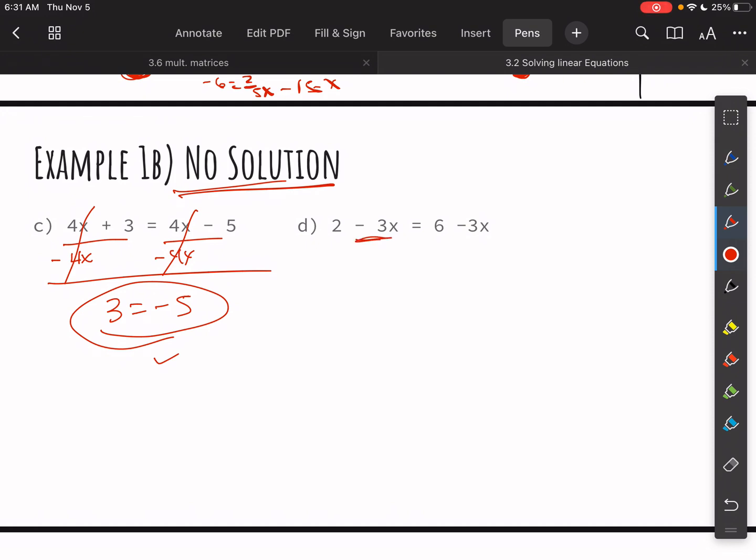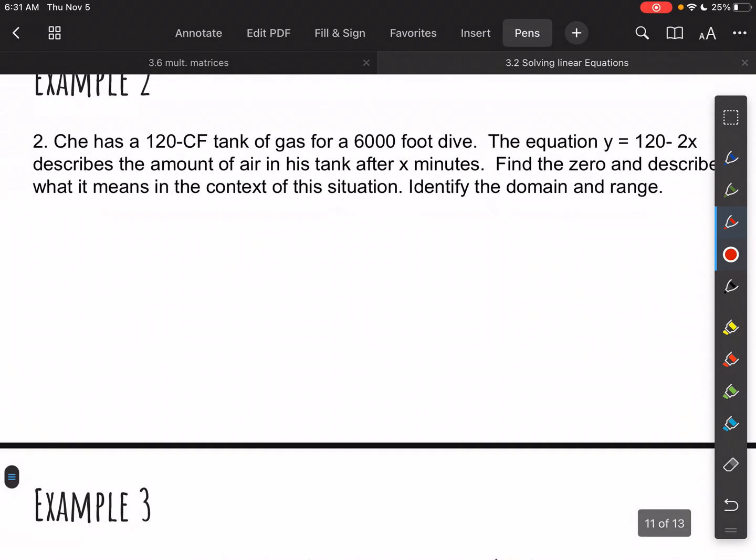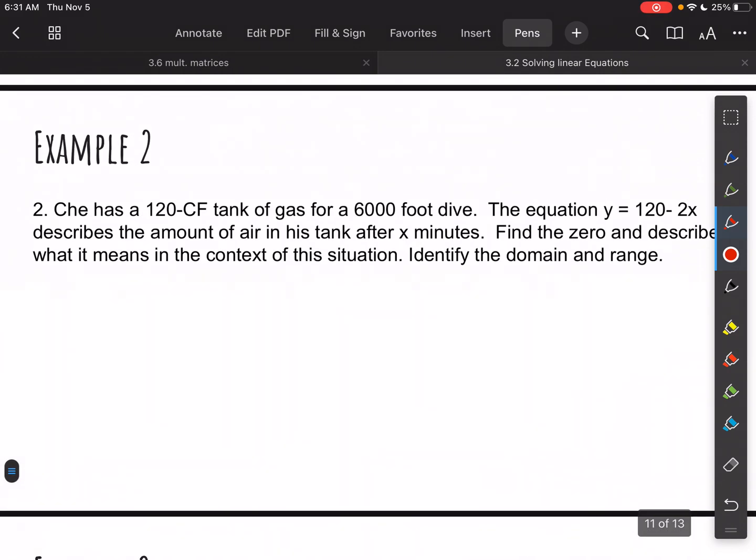Here, same kind of deal. If I add 3x to both sides, this goes away, and I'm left with 2 equals 6, which cannot happen, right? So no solution. All right, moving right along. So example 2.